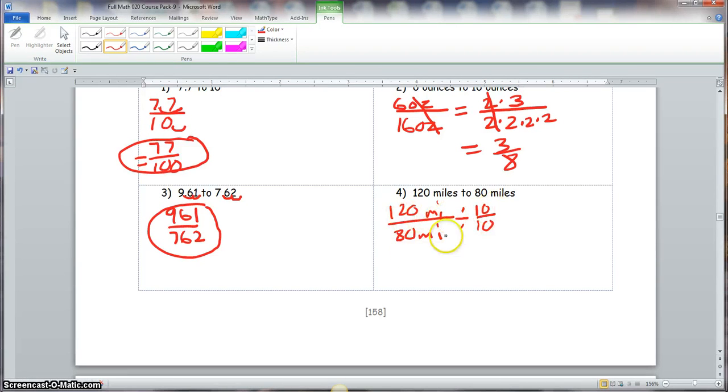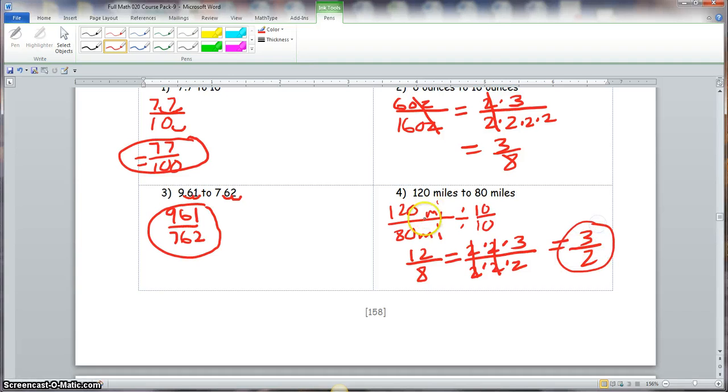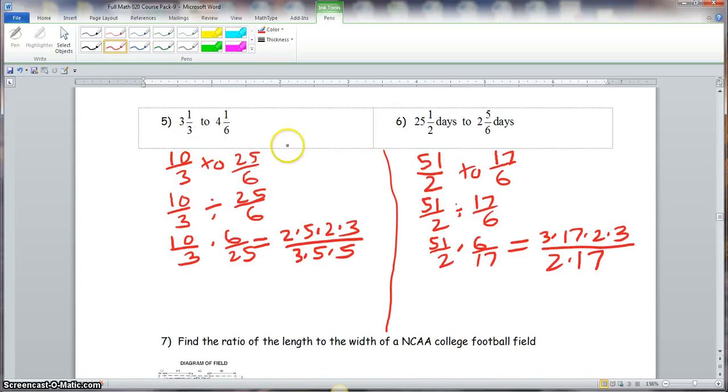Okay, 120 divided by 10, we know is 12. And 80 divided by 10 is 8. Now we could do the prime factorization. 12 breaks down to 2 times 2 times 3. And 8 breaks down to 2 times 2 times 2. These 2's will simplify each other out, and we will be left with 3 over 2. Now, of course, remember, these miles will simplify out, so that is why you don't have the units of measure here.